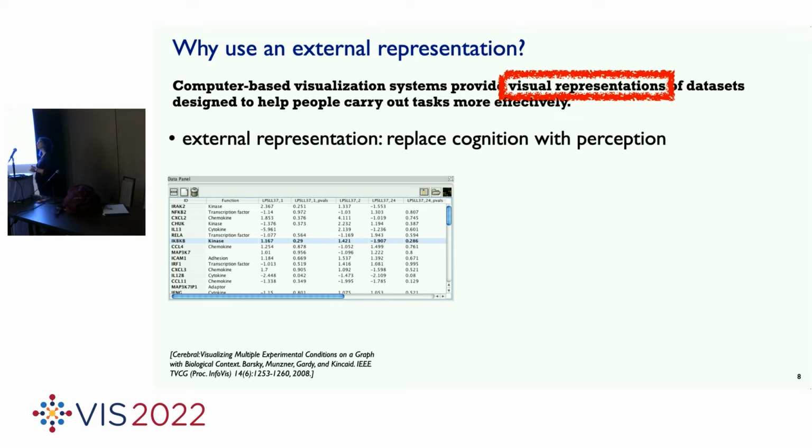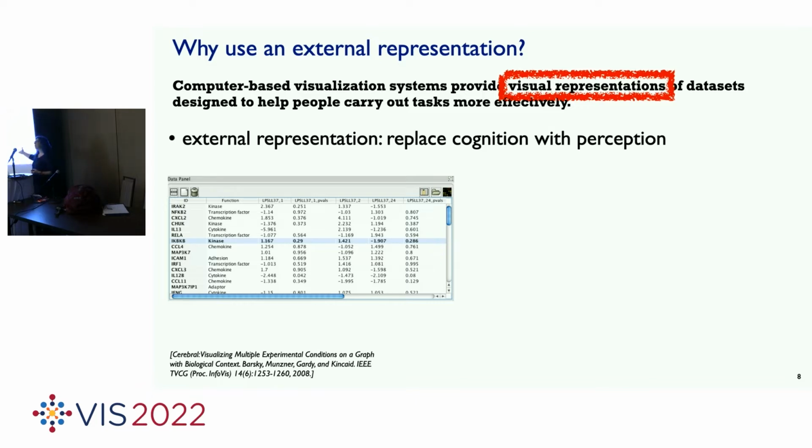Okay, what about the next part of that definition? Why do we want a visual representation, an external representation, that is something outside of our own heads? So the big idea with this visualization as something that's outside your own head is that you're trying to replace a cognitive act with a perceptual act whenever possible.